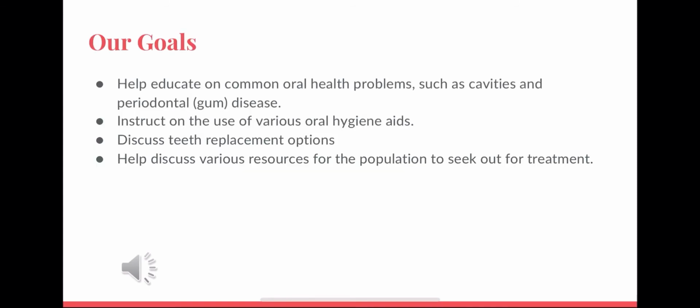Our goals are to help educate on common oral health problems such as cavities and periodontal disease, otherwise known as gum disease, to instruct on the use of various oral hygiene aids, discuss teeth replacement options, and to help discuss various resources for the population to seek out for treatment.